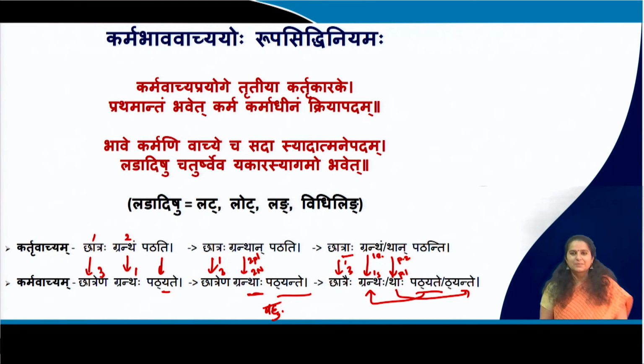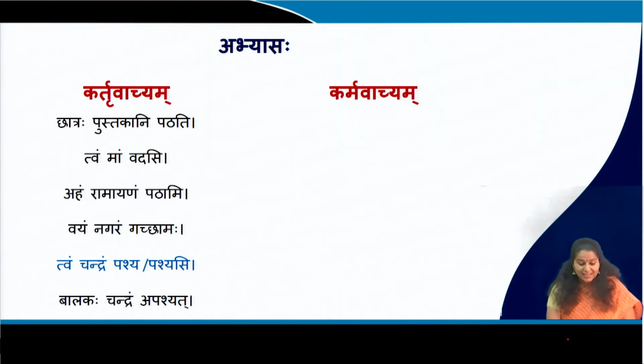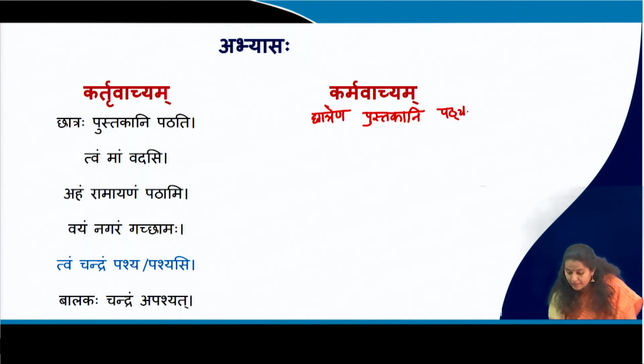Astu, spashtamasti, abhyasam kurma kinchit. So let's do some practice here. Chhatraha pustakani pathati. Kim bhavati? Chhatrena. Okay, prathama tritiya bhavati. Pustakani, we cannot really see the difference, so it will stay the same, although in this case it is the prathama vibhakti now. Pustakani and pathyante. Uttamam. Okay, so it becomes pathyante.